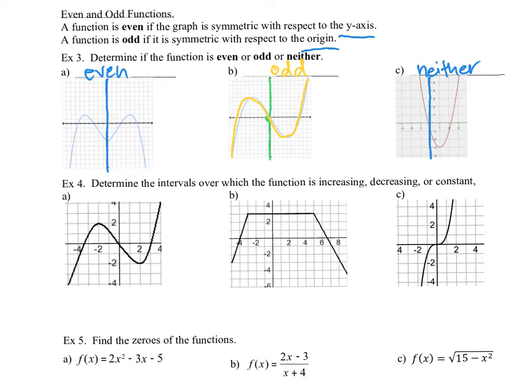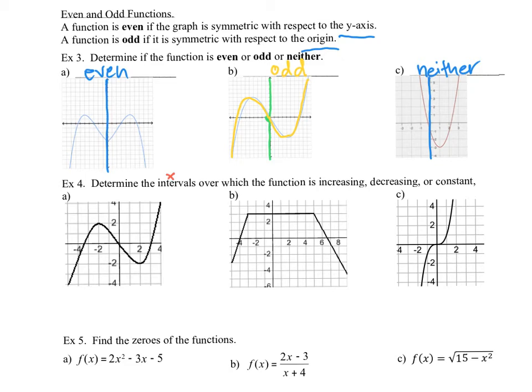Okay, example 4, I want you to examine the intervals over which the function is either increasing, decreasing, or constant. When they ask you something like that, they want to know what are the intervals of x over which the y value is increasing, decreasing, or constant. And when we do this, we're going to use interval notation, and we're also going to go from left to right. So the easiest way I do this, I just start on the left side of the graph.